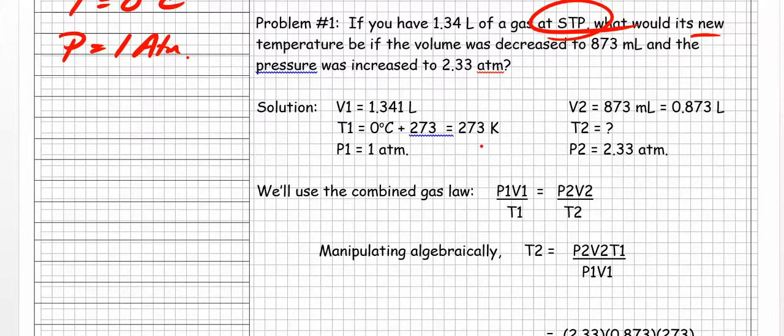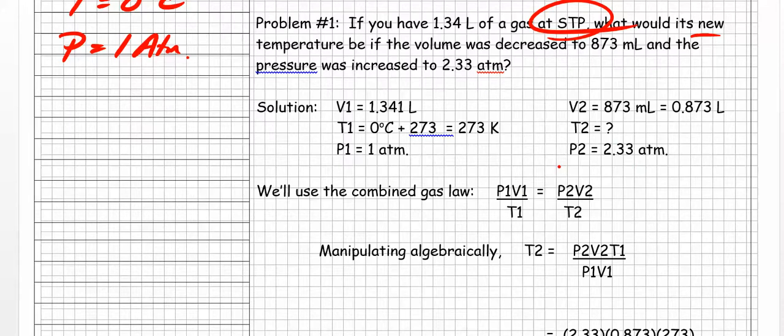So 273 is the temperature that we started with. We're looking for a final temperature after we change other things, okay? And our initial pressure was 1 atmosphere. Again, that's standard pressure. Okay, so you have to know what STP means now. So standard pressure, 1 atmosphere to start with, 2.33 atmospheres in the end. So now we've got it all written out for us.